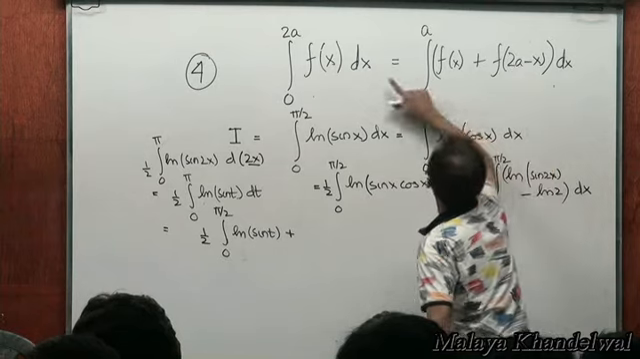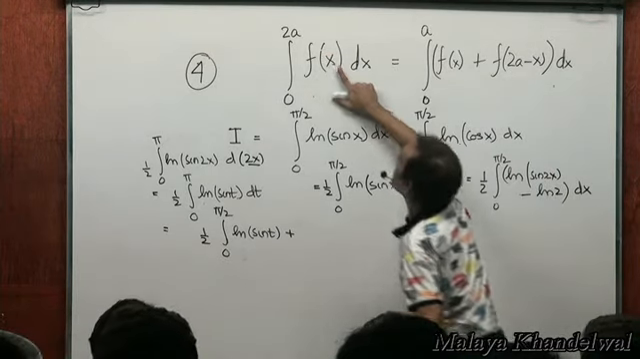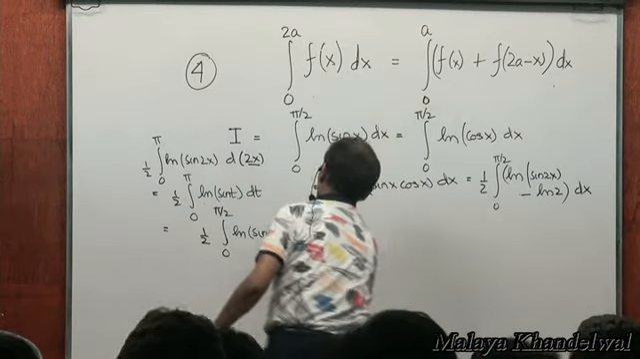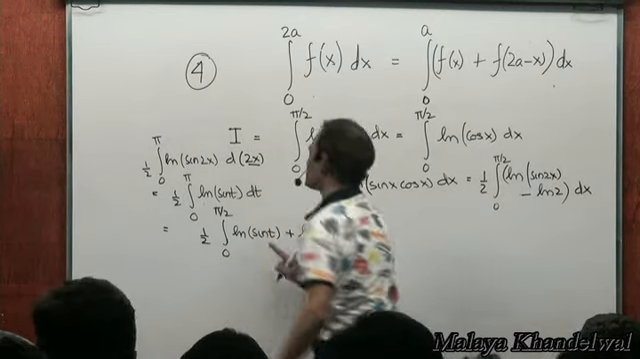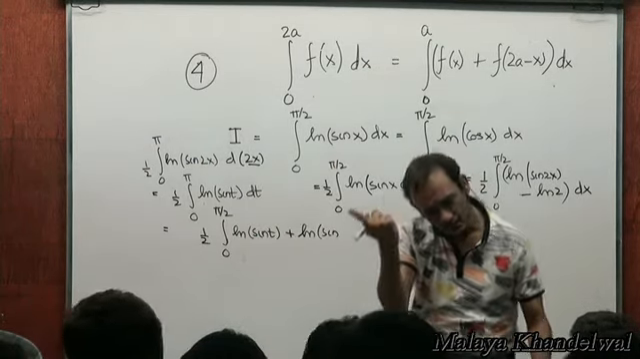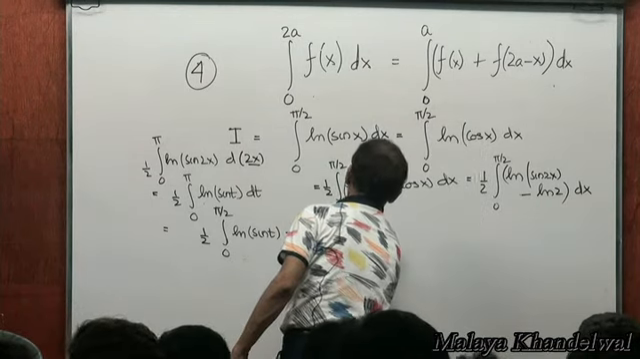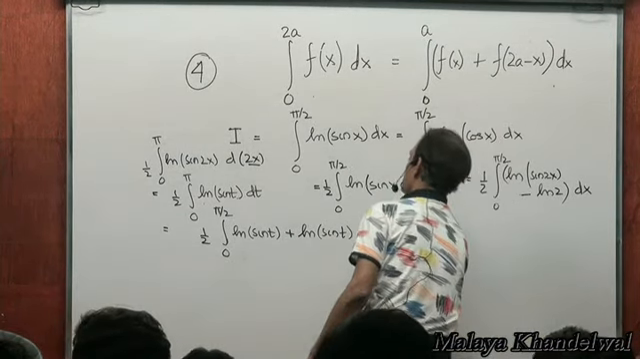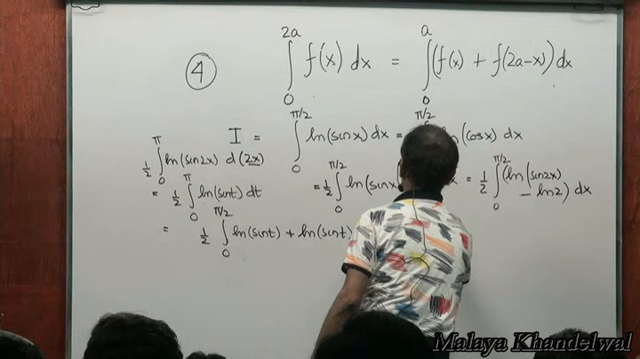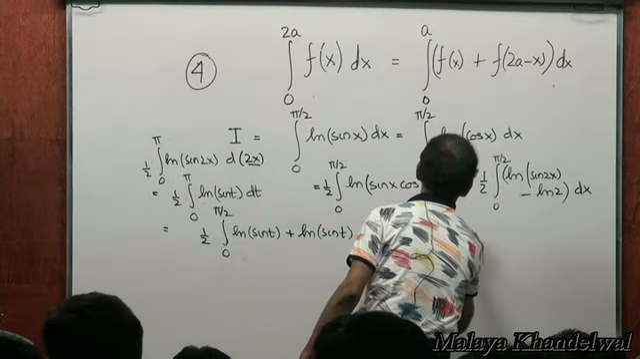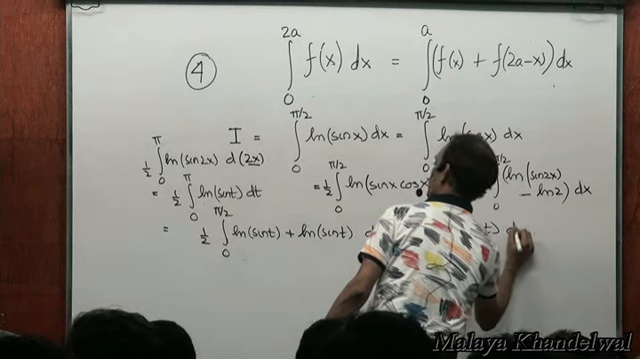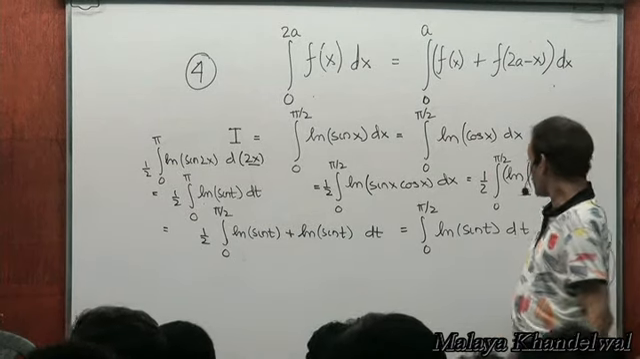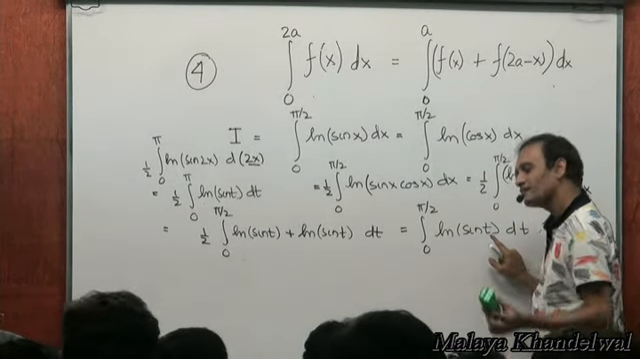See, this is 2a minus x. That means pi minus t, right? So ln sine pi minus t, but sine pi minus t is the same as sine t. Do you realize then that this is the same as 0 to pi by 2 ln sine t? Yes or no? Then why t? Why not x?